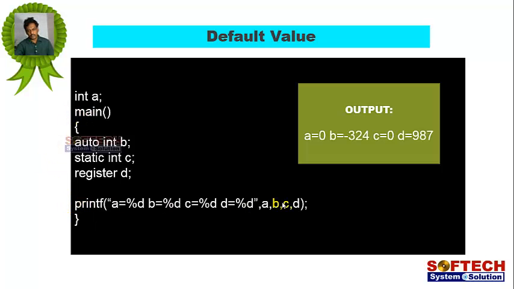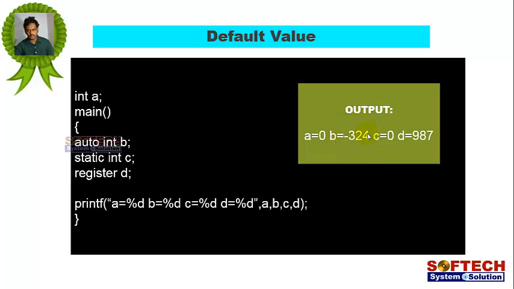So what is the output? Here we declare the variables, but we don't initialize their values. If we print those values, it prints only the default value. So a equal to, b equal to, percentage c. What will be the output? a equal to 0, because a is an external storage class specifier, so the default value is 0. b equal to minus 3 2 4. This is an unpredictable value.